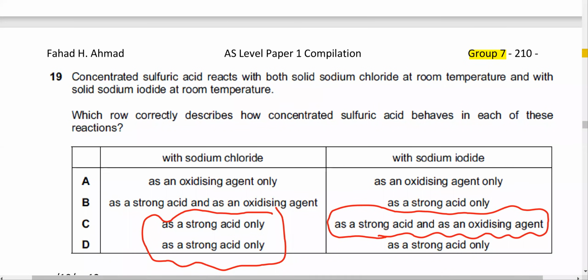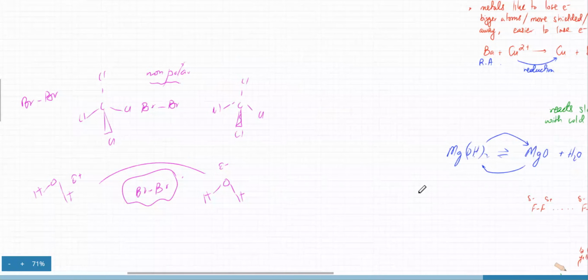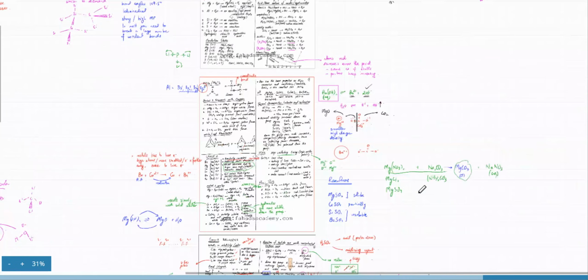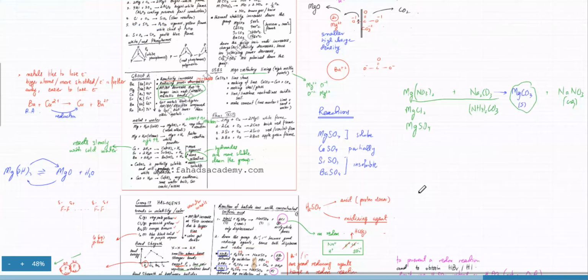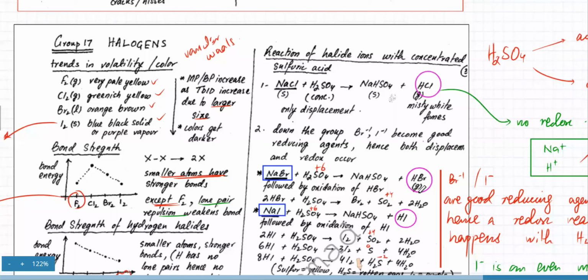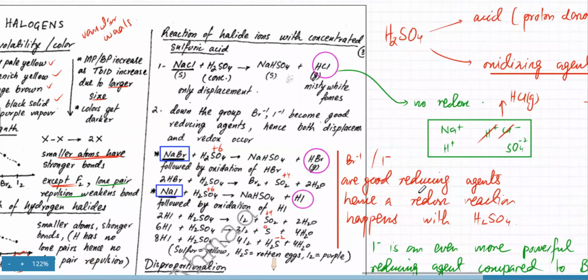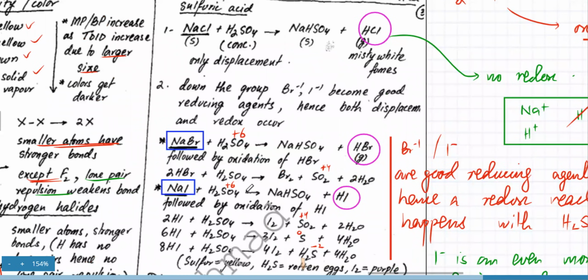We just did this. If you look at the reactions, what you're going to notice is that NaI first has a displacement reaction with H2SO4 to form HI, and then the redox reaction starts. So it is definitely behaving as an oxidizing agent.